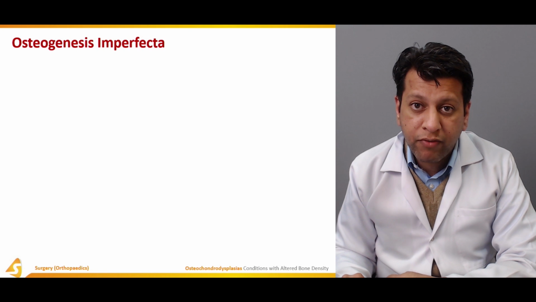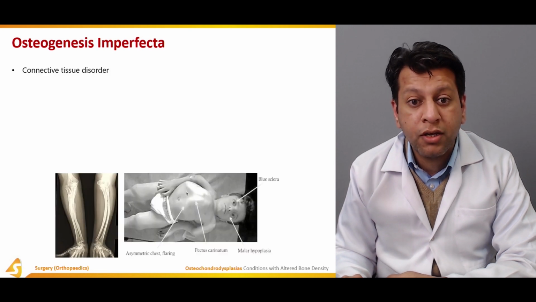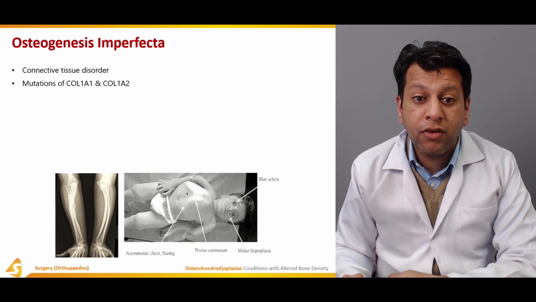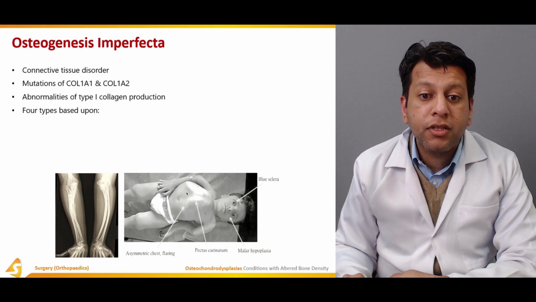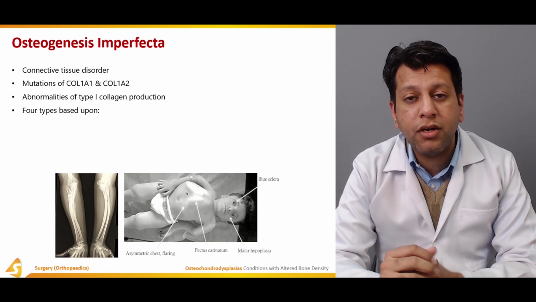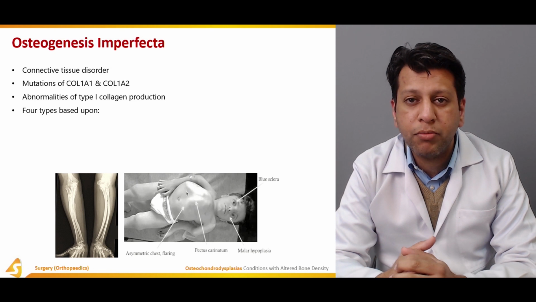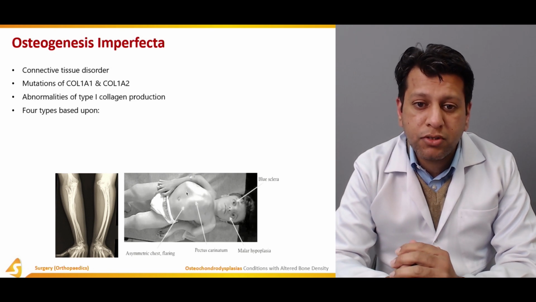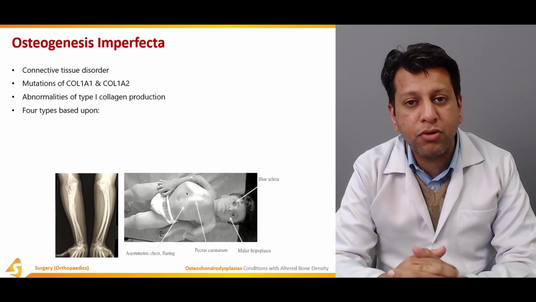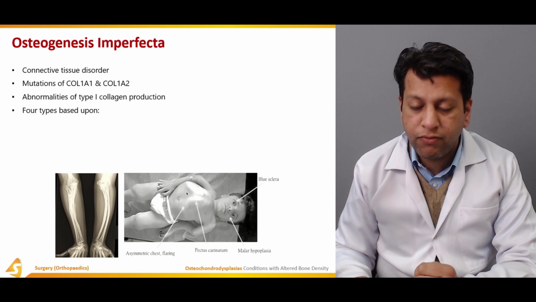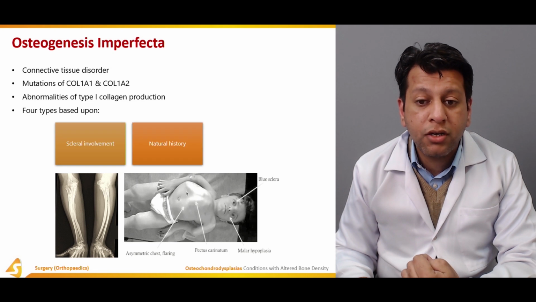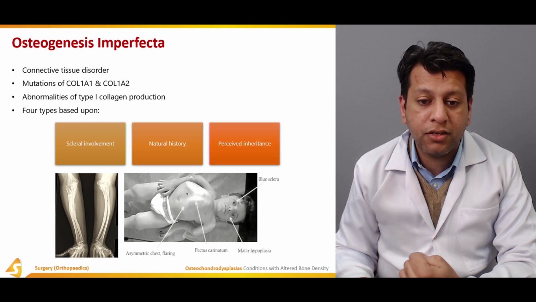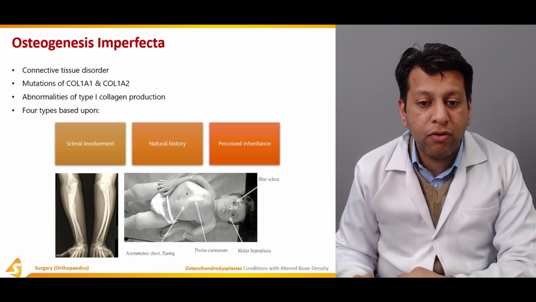In case of osteogenesis imperfecta, which is also called brittle bone disease, usually it's a connective tissue disorder with mutations of COL1A1 and COL1A2 genes. That is, a type 1 collagen problem is always there, and it's based on 4 types. Usually its inheritance is autosomal dominant as well as recessive. The disease is usually divided into 4 subtypes, which could be based on the following: scleral involvement, whether the sclera is blue or not, natural history, and inheritance pattern. There are 4 subtypes which are mainly involved.